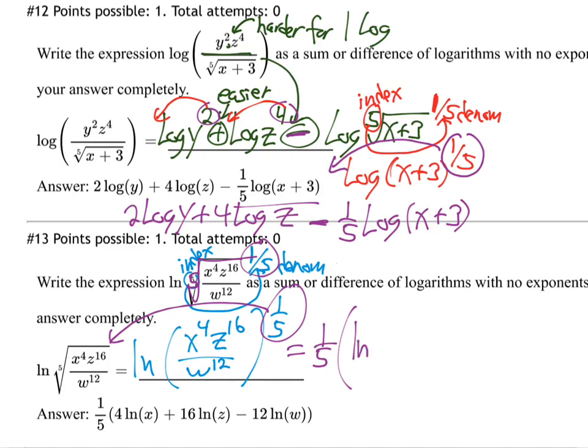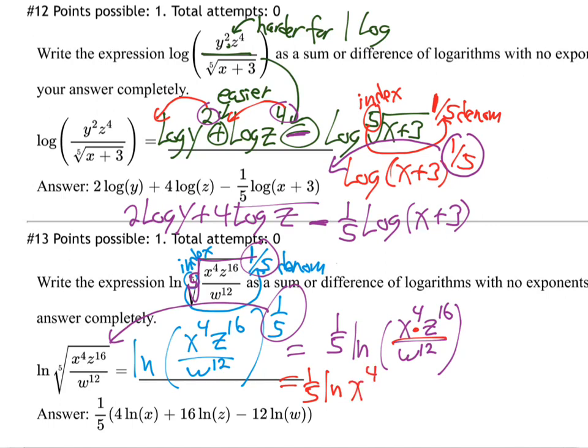1/5 ln of x to the 4th z to the 16th over w to the 12th. Here, I don't need these other parentheses. Just put the 1/5 in the front. And now, next step, now we can break up the log. Right? Because this is multiplying and then it's dividing for the denominator. So it's natural log x to the 4th plus natural log z to the 16th minus natural log w squared.